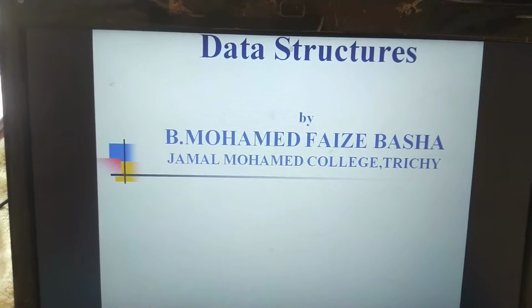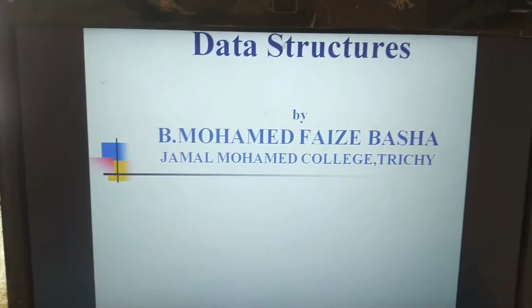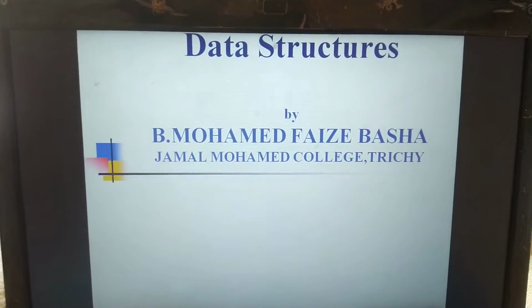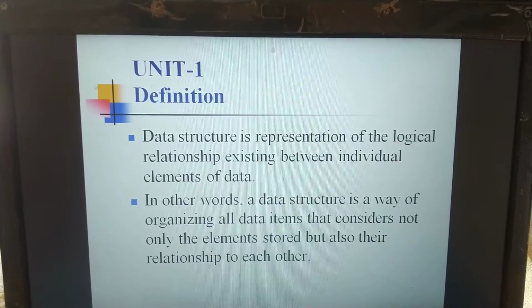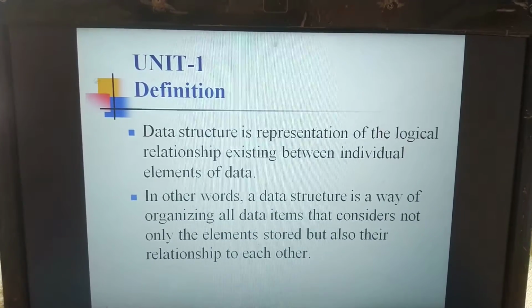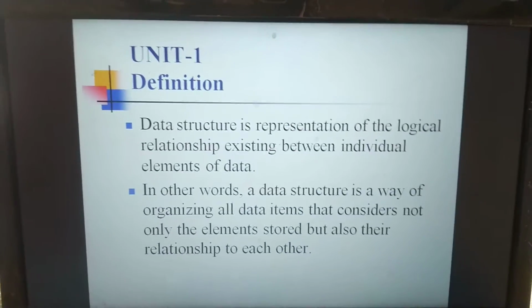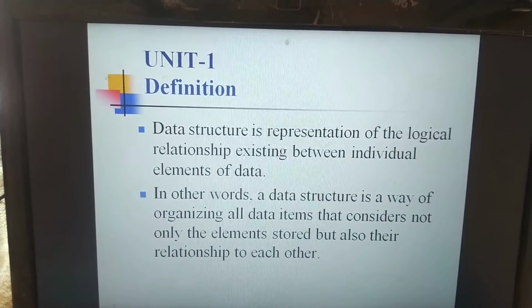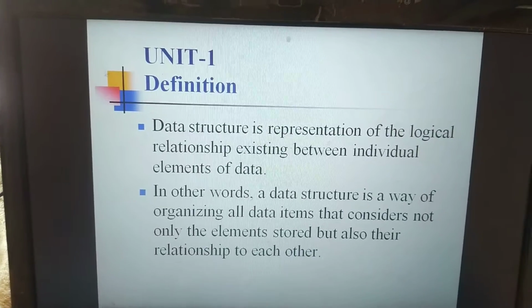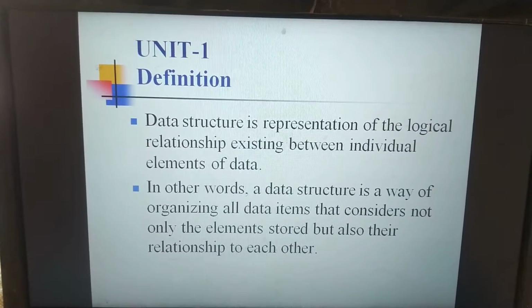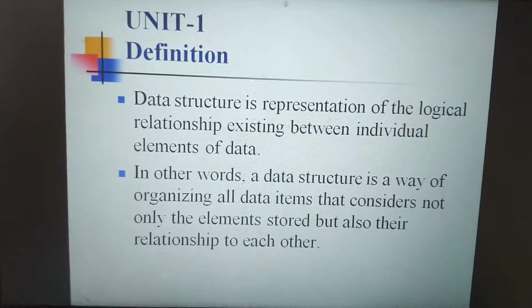Today we are discussing the basic introduction of data structures. We know that data structure... What is data? Data is nothing but information, that is, a collection of information or raw facts, isn't it? A data structure is the representation of the logical relationship existing between the individual elements of data.